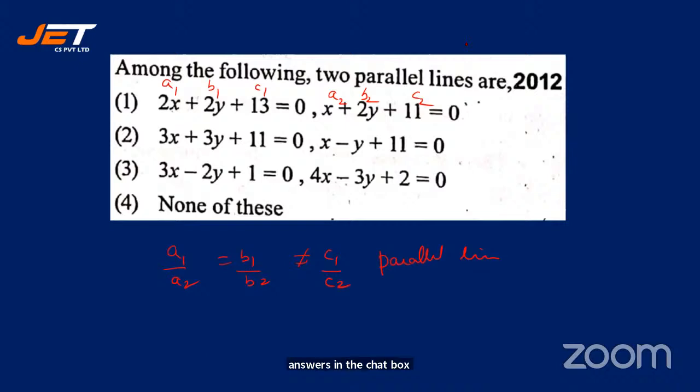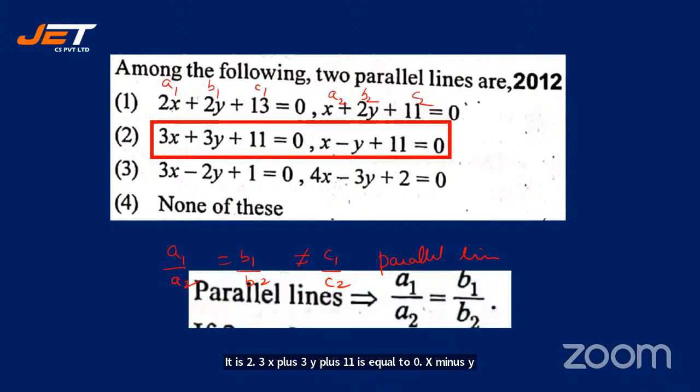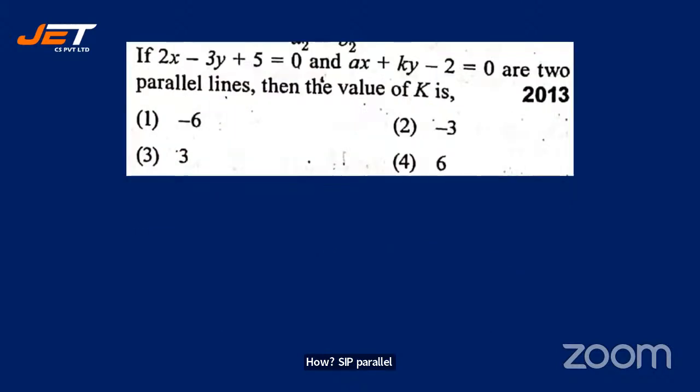Vaishali says 4, Rachna says 1, Shruti says 1. All right. So let's see the answer. It is 2. 3x plus 3y plus 11 is equal to 0. X minus y plus 11 is equal to 0. How? See, parallel lines A1 by A2 is equal to B1 by B2. If you work it out, you will get this answer. All right, see the next question.